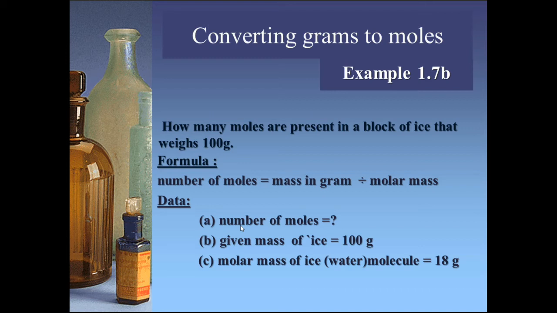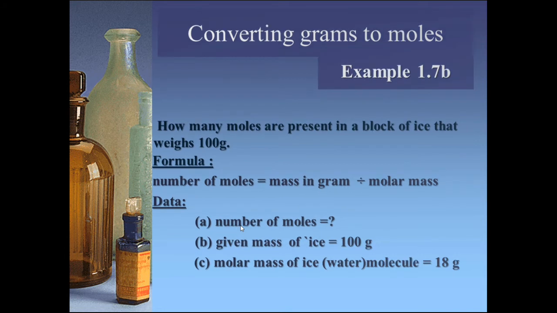How many moles are present in a block of ice that weighs 100 gram? Formula: number of moles is equal to mass in gram divided by molar mass. Data we have to arrange. Number of moles we have to calculate. Given mass of ice 100 gram. Molar mass of ice, the water molecule: formula of water H2O, hydrogen 2 times, oxygen present 1 time. 1 multiplied by 2 for hydrogen and 16 for oxygen. 16 plus 2 is 18 gram. So the molar mass of water molecule or ice is 18 gram.